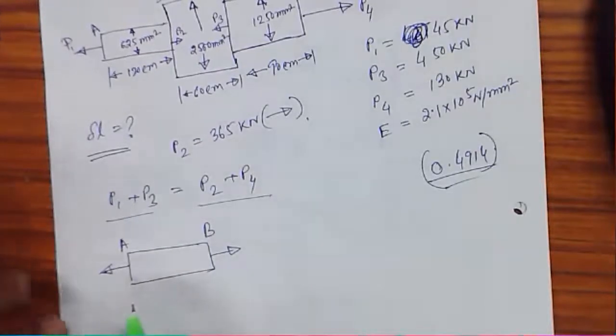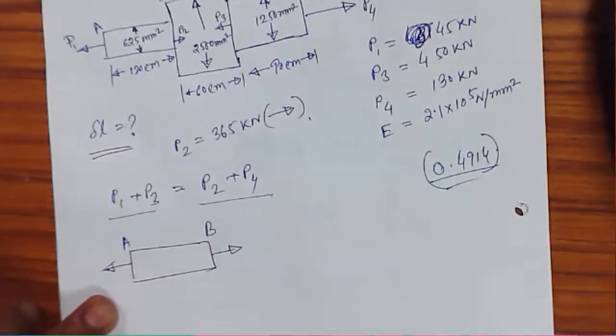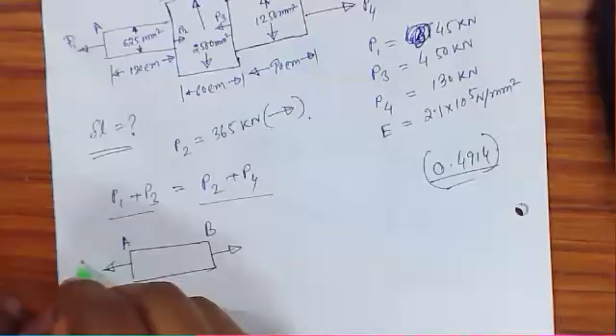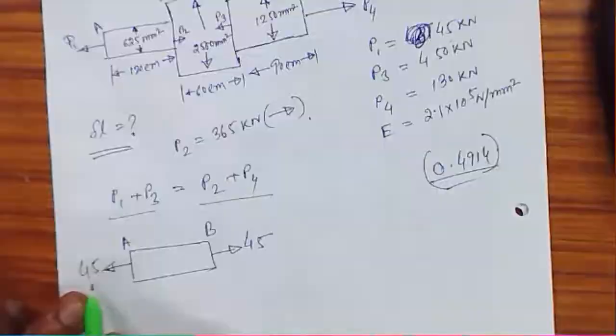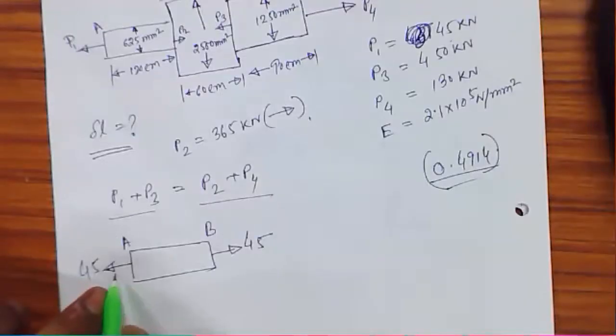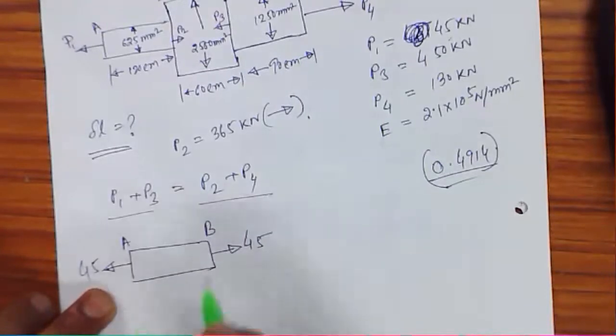Sir, for the people who have not solved it, please tell me what we have to do here. In the AB section, the leftward force P1 is 45 kilonewton, and because of the equilibrium condition, the rightward force is also 45 kilonewton. Slowly, let everybody understand. Now we can find out delta L AB.